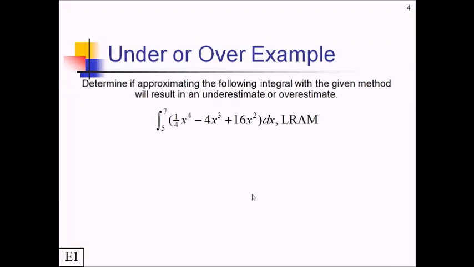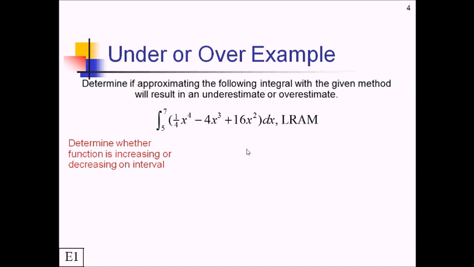Let's use what we know about increasing and decreasing now to figure out if LRAM is going to underestimate or overestimate this integral. So first thing we need to do, we could graph this, but what if you don't have a grapher? And there's a faster way anyway. First thing we need to do is determine whether the function is increasing or decreasing on the interval that they gave us. And to do that, we need to figure out first the derivative of this. So pause the video and figure that out, and then find the critical values and all that.